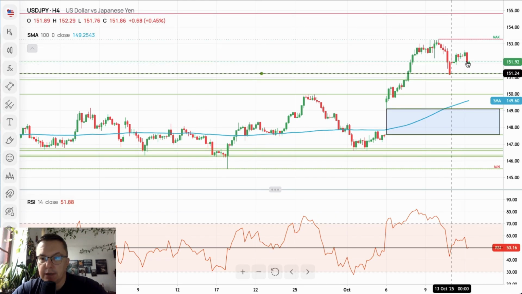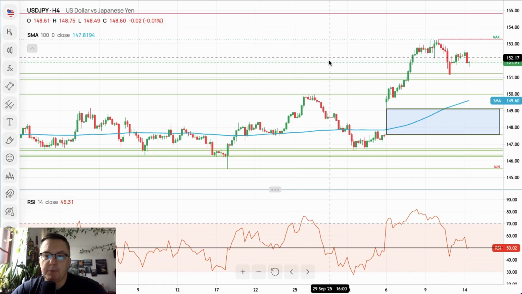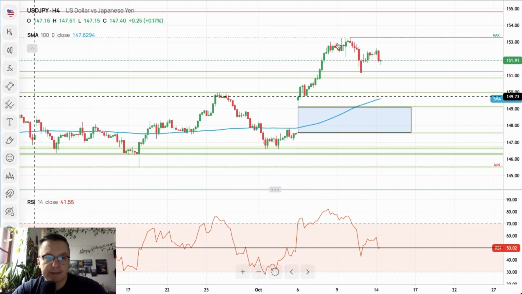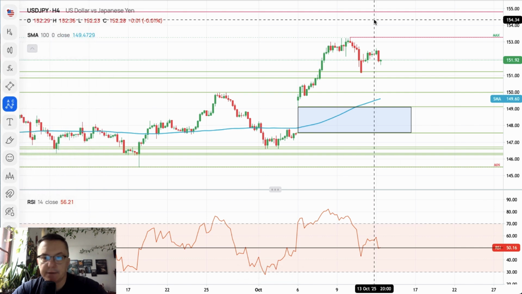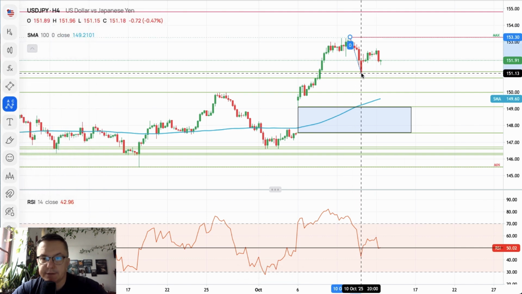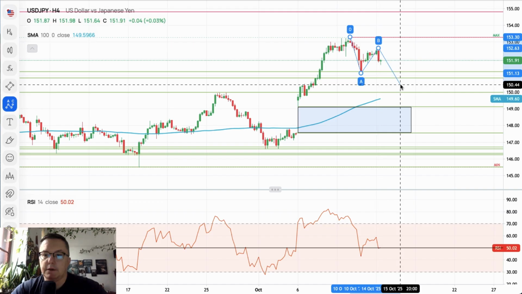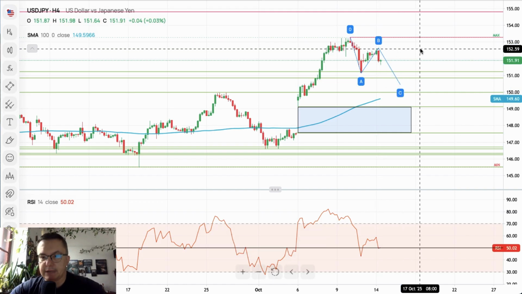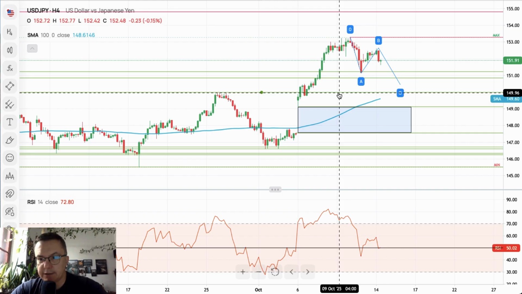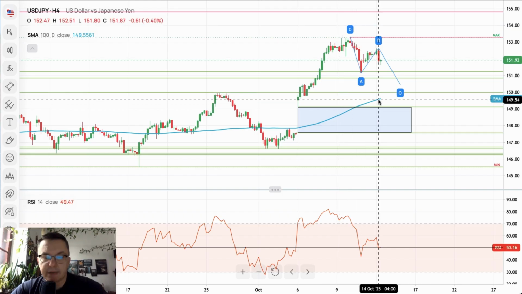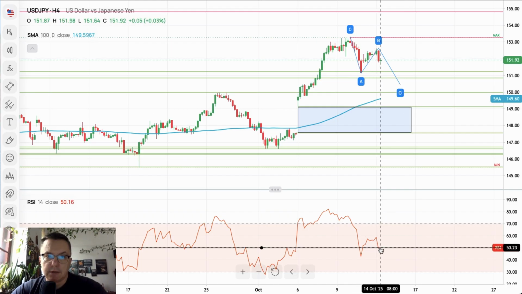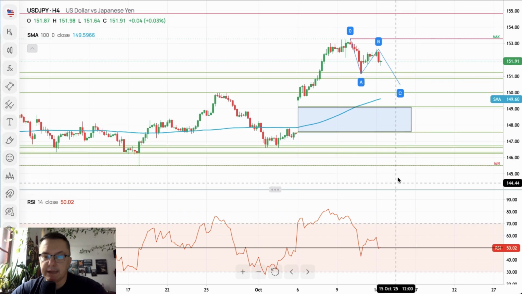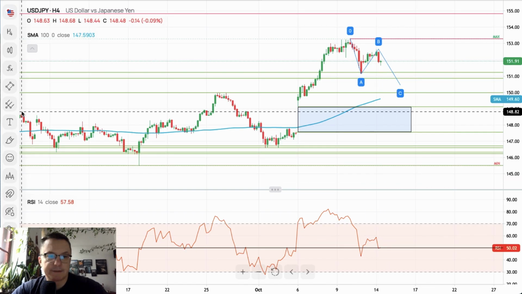We got bearish engulfing after this bounce, and now possibly after this movement to the upside, some kind of an ABC pattern is being made on this market. So this is the A, B, and C to the downside. Possible target, even the 149.96 is the target, but then we are very, very close to 100 periods moving average, and we are very, very close to the gap filling.